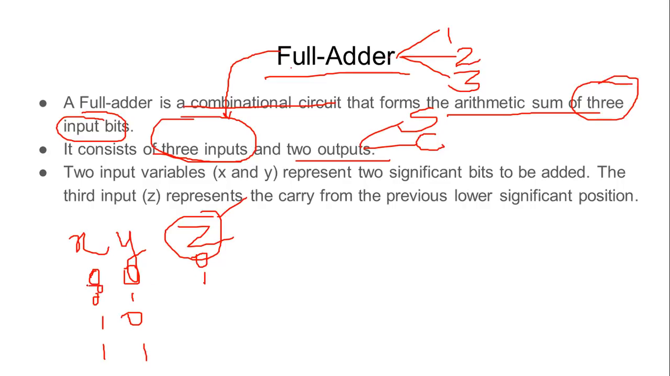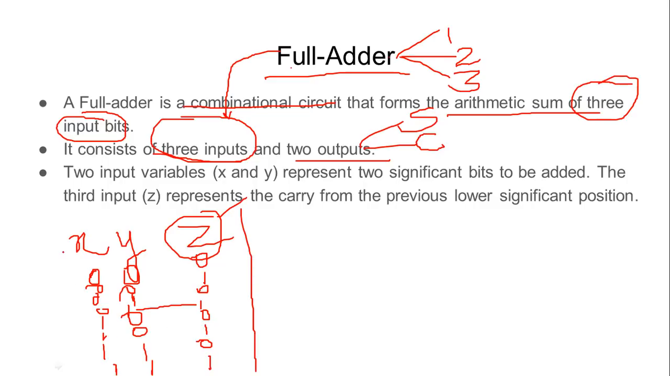So we are considering two cases. For 0 0 (x and y), the carry input could be 0, or it could be 1. Same for 0 1: the input carry can be 0, or for the same 0 1, the input carry can be 1. Same for 1 0: the input can be 0, and for 1 0 again, the input can be 1 as well. For 1 1, the input carry can be 0, and for 1 1 again, the input carry can be 1.